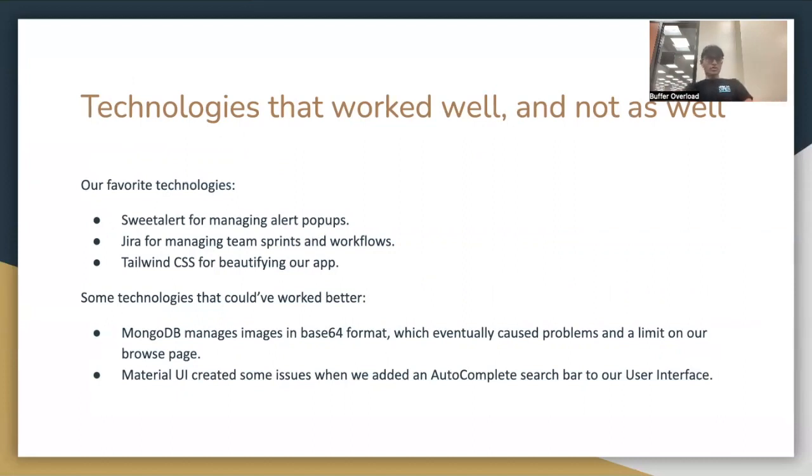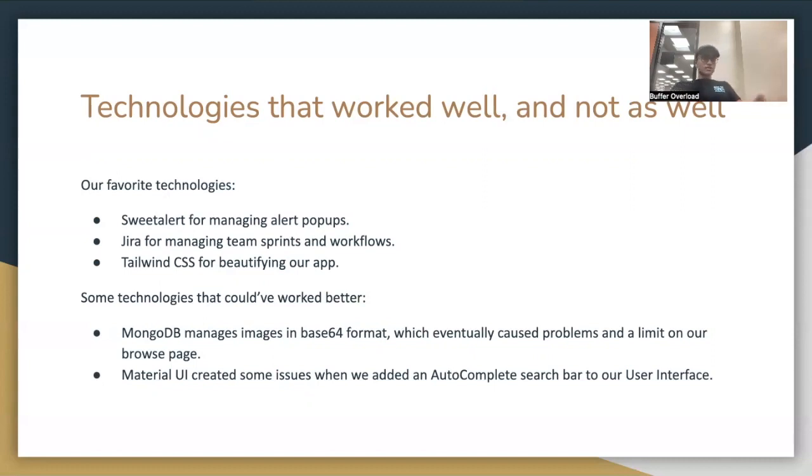Jira is also another tool we used, where we can see how other members are performing and manage our own issues. Tailwind CSS is a customizable open source CSS framework which contains pre-built CSS classes. It allowed us to maintain a uniform website and not have any unusual CSS behaviors.